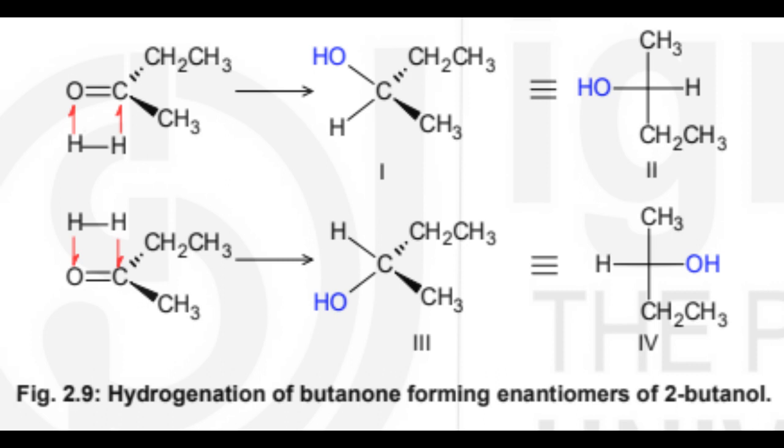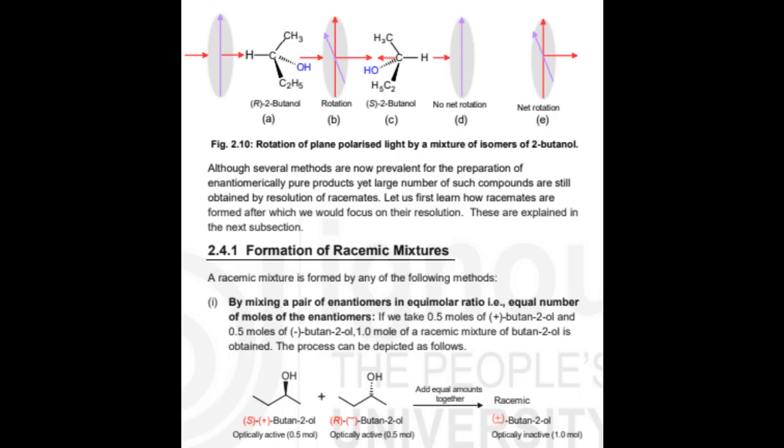As is clear from the reaction given in figure 2.9, a mixture of the 2 enantiomers, (R)-2-butanol and (S)-2-butanol, is obtained. Figure 2.9: hydrogenation of butanone forming enantiomers of 2-butanol, if both the R and S enantiomers are present in equal amounts. Each of them rotates the plane of plane polarized light in opposite direction.